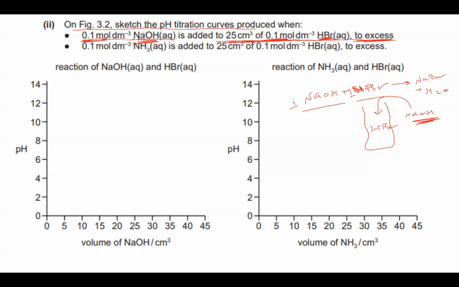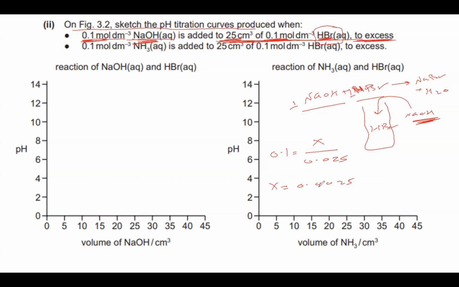So we cannot just draw the curve. Actually, we need to show how we found this. So let me start with finding the moles of HBr as we did in the previous question. So for HBr, look guys, the concentration of HBr is 0.1, equal to X over the volume. The volume will be 0.025. We divide by 1000. So X will be 0.025. Okay?